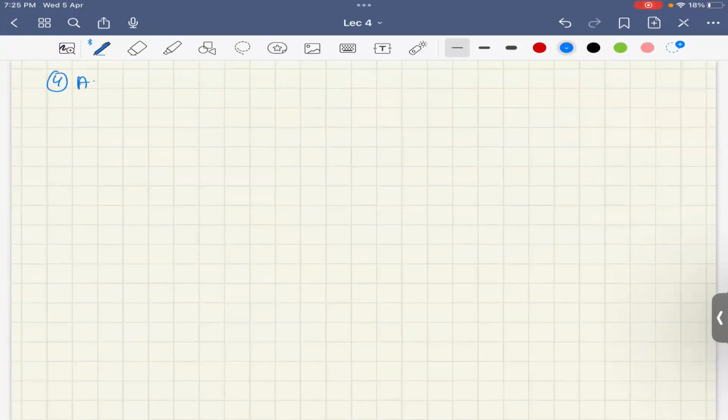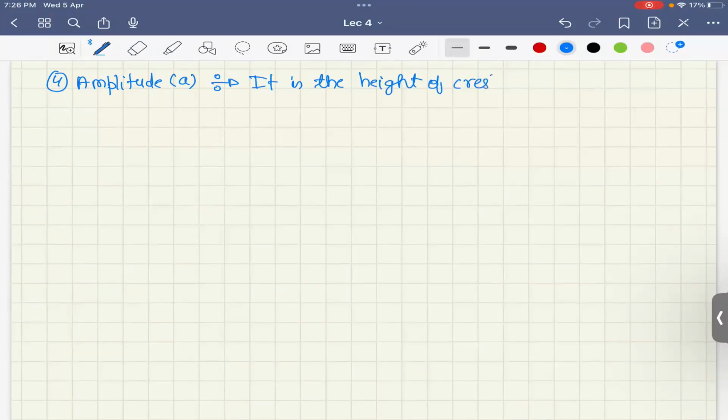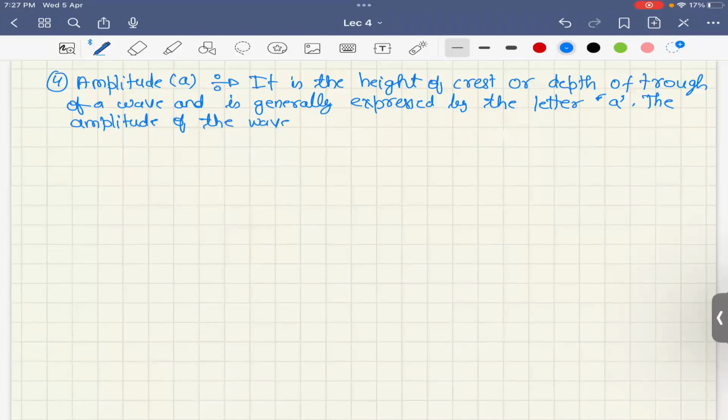The fourth is amplitude, also called as A. It is the height of crest or depth of trough of a wave and is generally expressed by the letter A. The amplitude of the wave determines the intensity or brightness of the radiation.